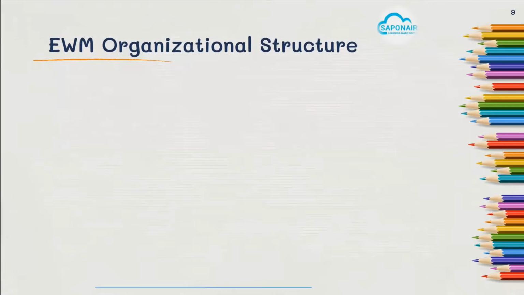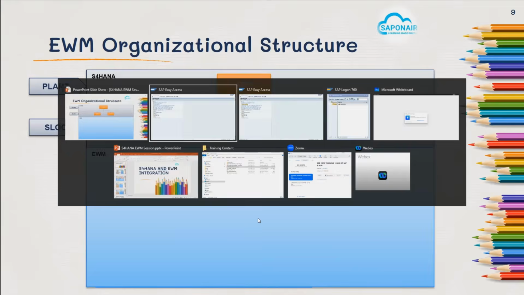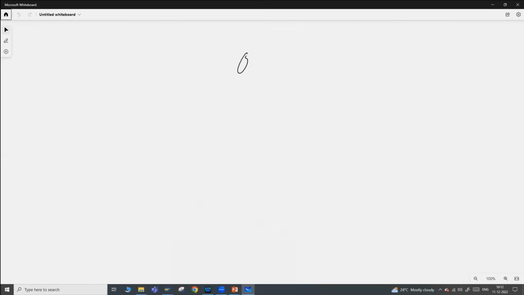Okay. Now let us understand the org structure. Do you guys remember we did discuss the org structure in the very starting? But what is an org structure? As you remember, the org structure is the physical representation of your real-time objects, right?